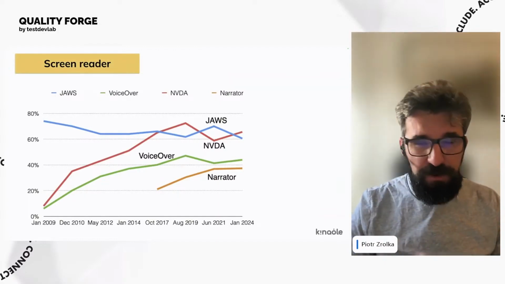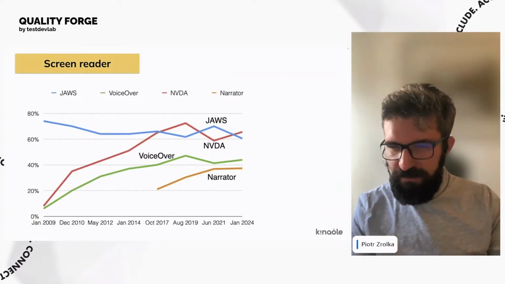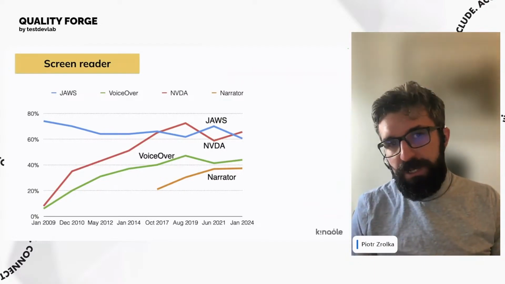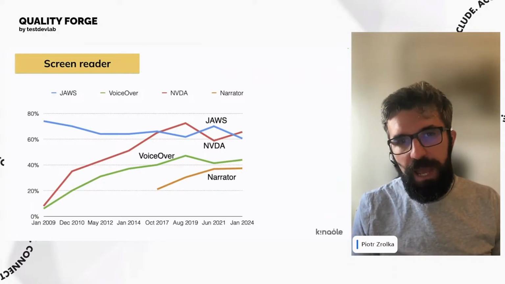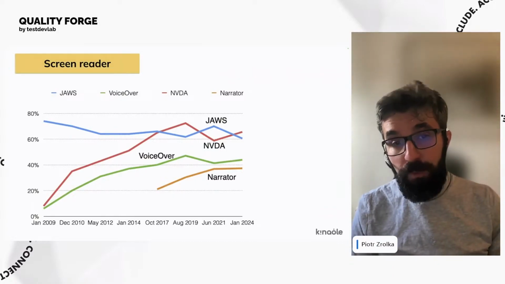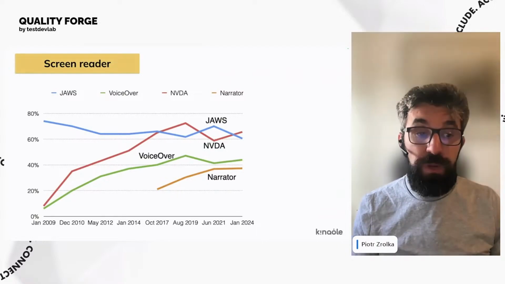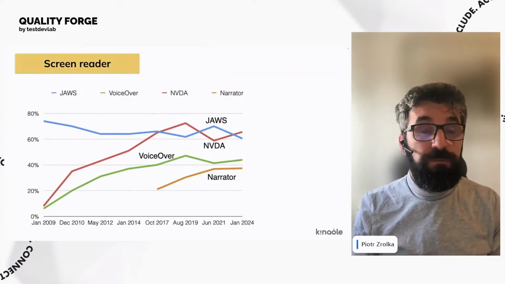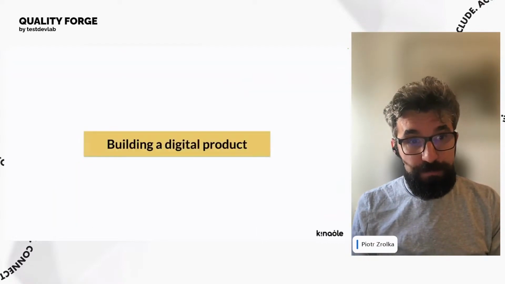There are different screen readers on the market. This will be very important in a moment. The most popular are JAWS and NVDA. NVDA is free and open source, and JAWS is the paid one. VoiceOver is built into Apple products. Narrator is built into Windows. Of course, there are many more, like TalkBack, which is part of Android.